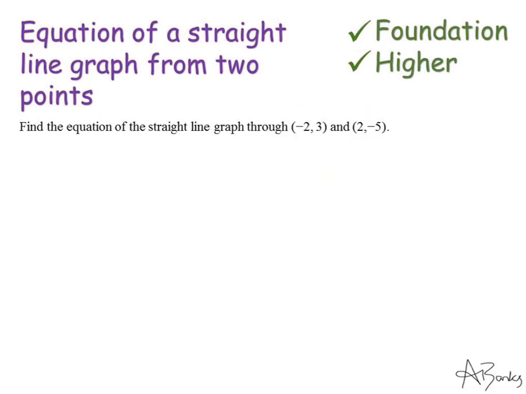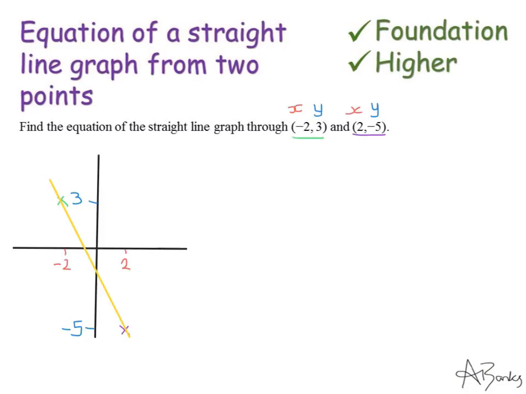Here's a second example. This one's slightly trickier because we've got some negative values in. So I'm going to do the same again. I'm going to start by drawing a sketch. This just allows me to see what's happening a little bit clearer. So here's my sketch. By doing this sketch I can see that the answer I should get for my gradient should be a negative gradient. So drawing a sketch can be really useful here.